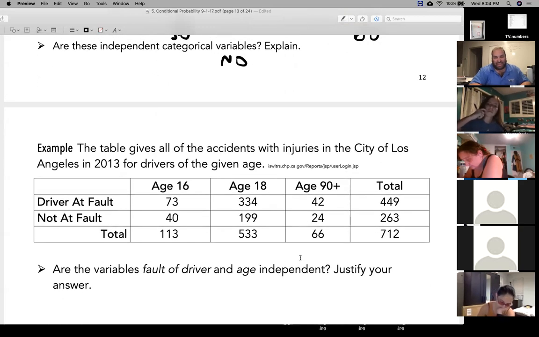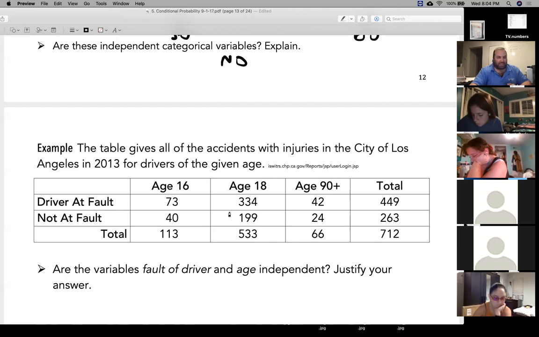So how many people in total were investigated in this study? 712. 712, right? So we understand the two-way table now and what all these numbers represent. The question is: are the variables fault, or at fault, and age of driver independent?